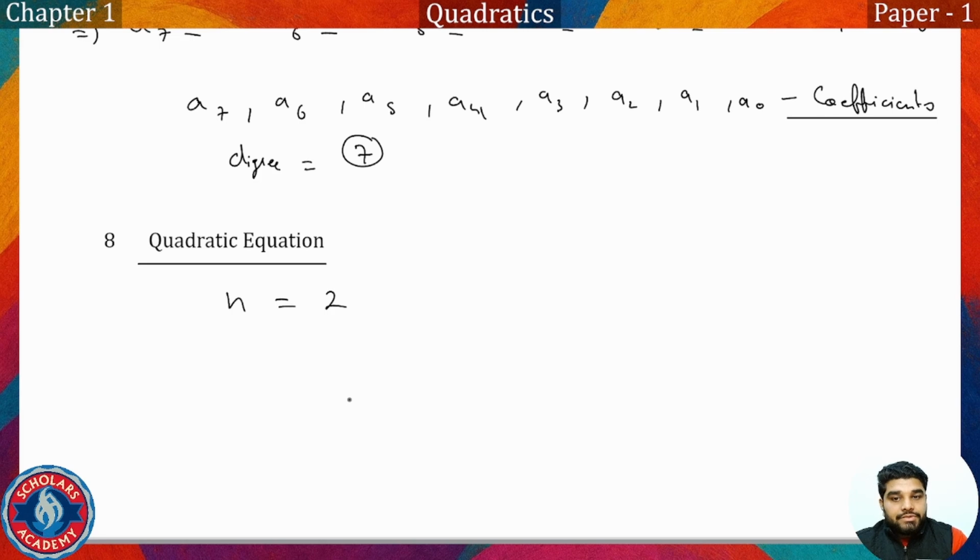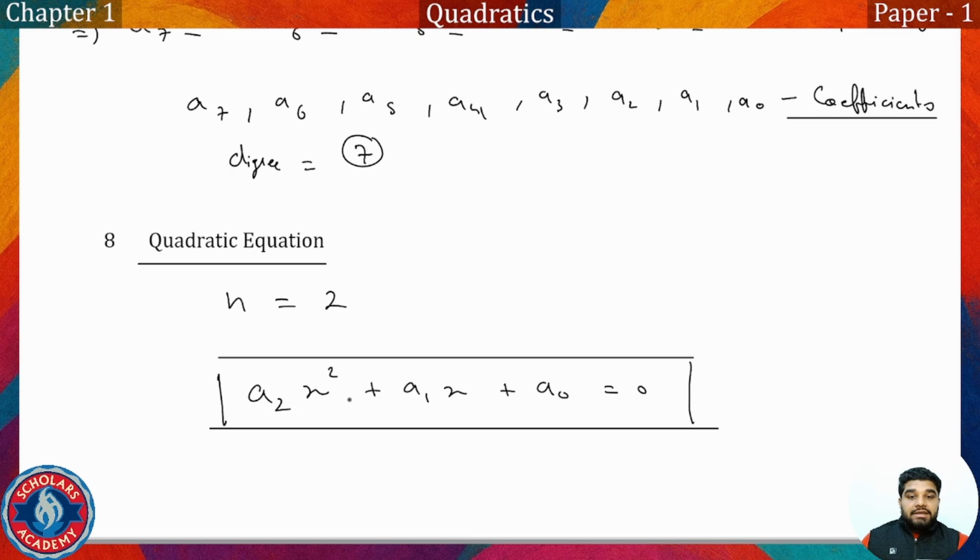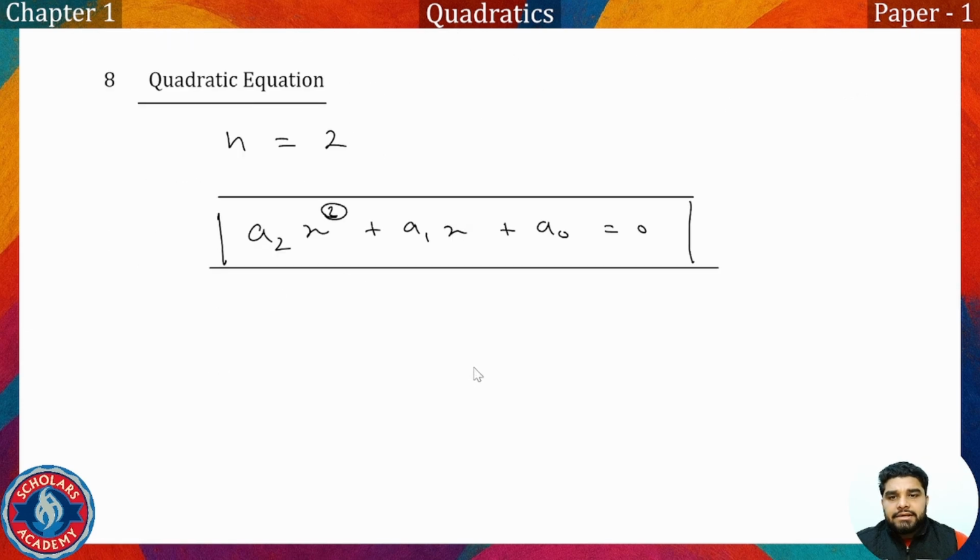So using this in the general equation, we get a2 x to the power 2 plus a1 x to the power 1 plus a0 is equal to 0. So this is what a quadratic equation looks like. The degree of a quadratic equation is 2. We also have cubic equation and linear equation. So if we take n is equal to 1, we get a linear equation which is a1 x to the power 1 plus a0 is equal to 0. This is a linear equation.